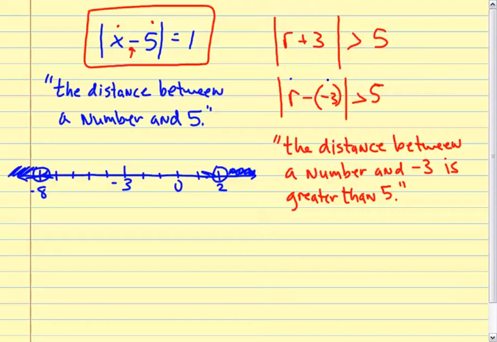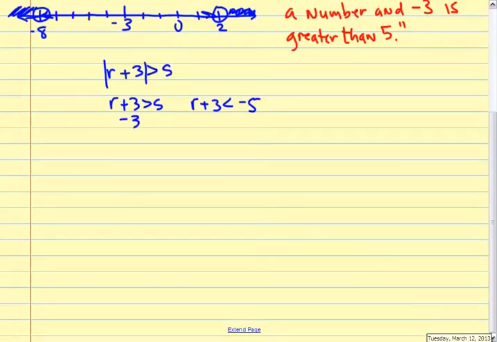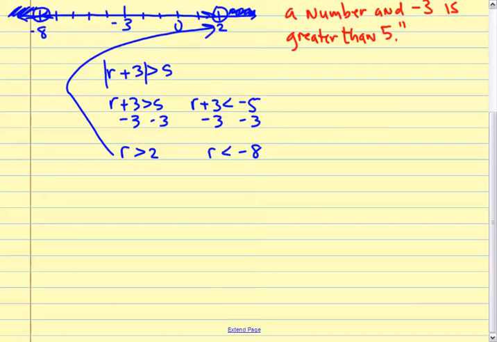Well, when we solve it, the absolute value of r plus 3 is greater than 5 gives us r plus 3 is greater than 5, and r plus 3 is less than negative 5. Let's solve that and see what we get. Subtracting 3 from both sides, r has to be greater than 2. Subtracting 3 here, r has to be less than negative 8. And isn't that what I got up here? R is greater than 2, and r is less than negative 8.